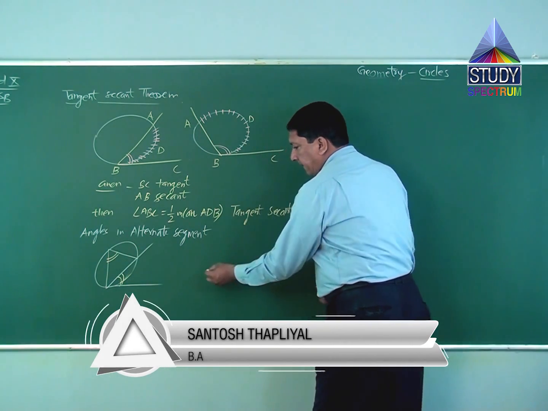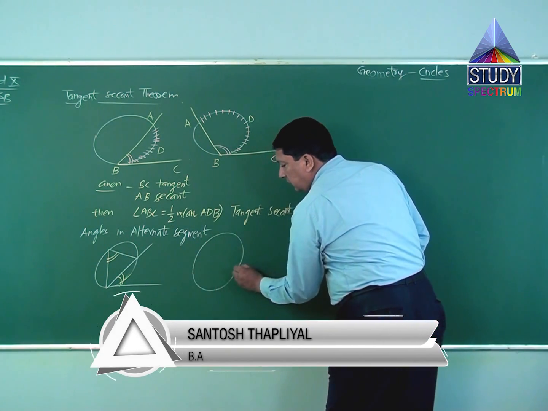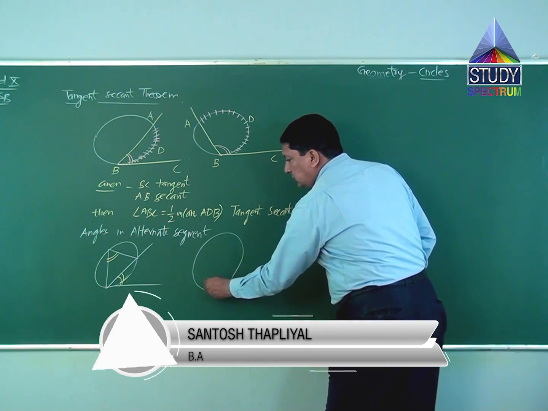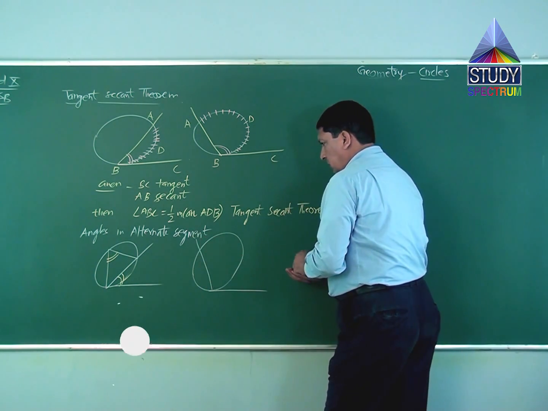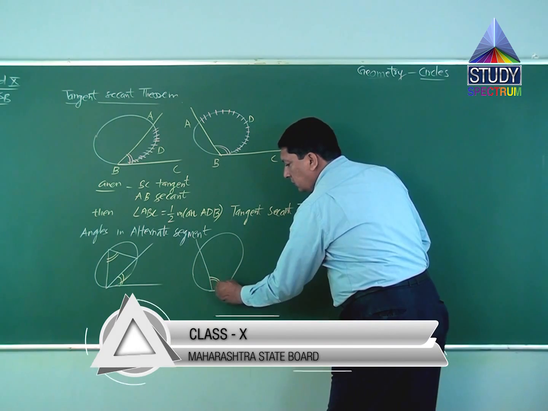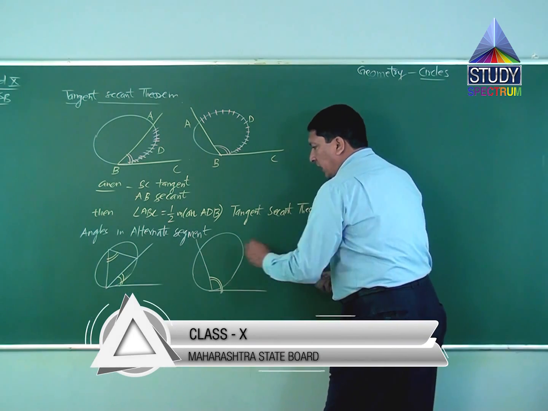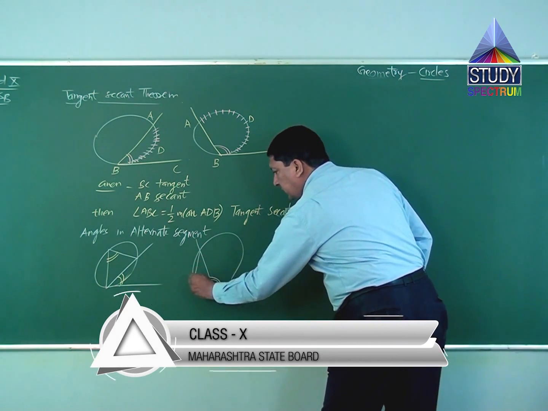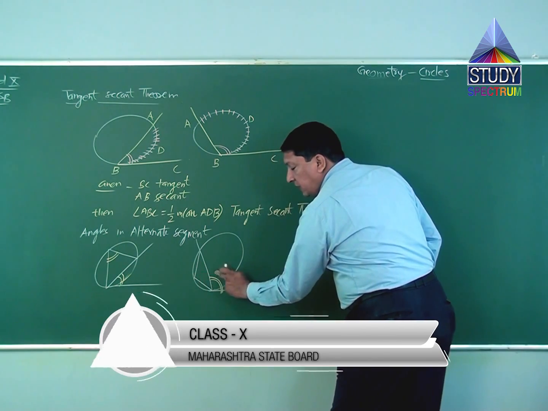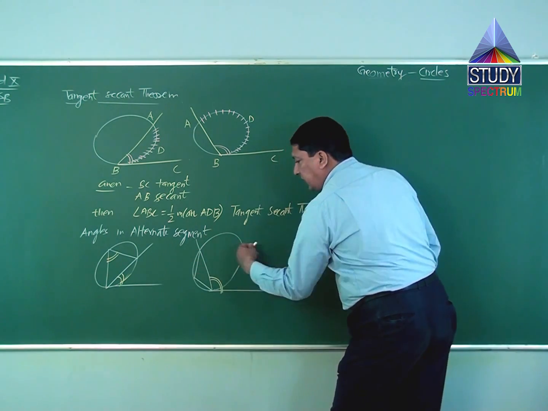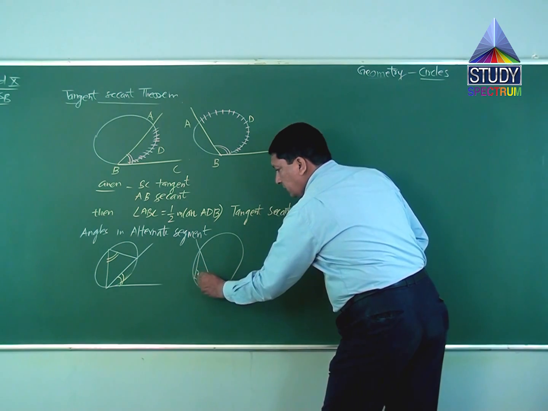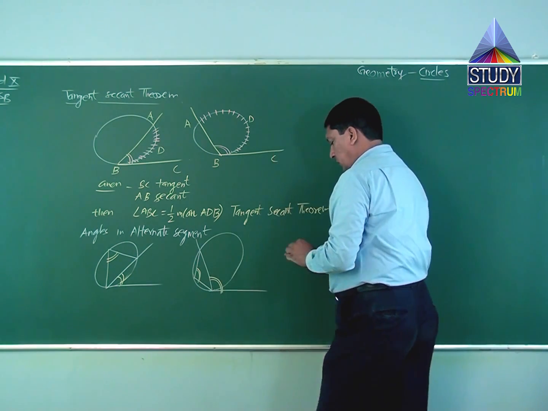Same way, in this circle, tangent, secant, the angle formed will be equal to the angle in the alternate segment. Now this other angle has to be on the other side, not this side. These two angles are equal.